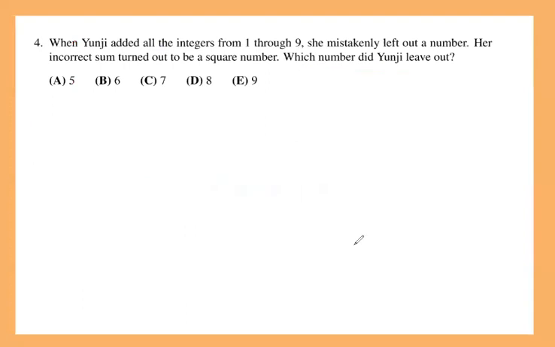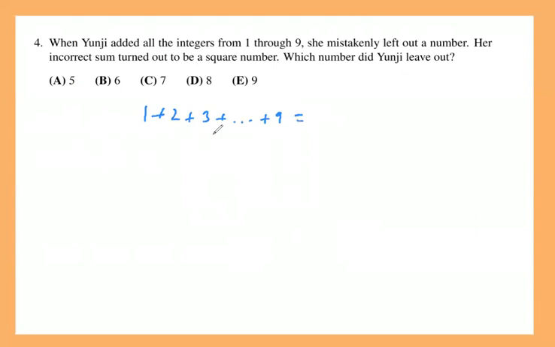So the person, Yunji, I guess, added all the integers from 1 through 9, but she mistakenly left out a number. And her incorrect sum turned out to be a square number. What number did she actually leave out? This is kind of straightforward as well. So you have numbers 1 to 3, all the way to 9.